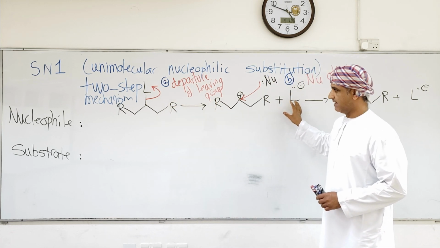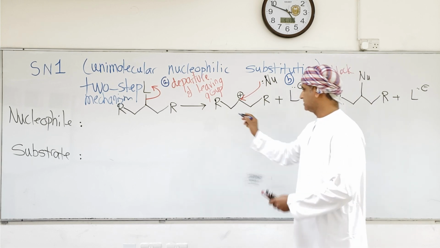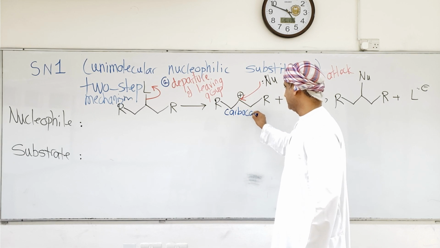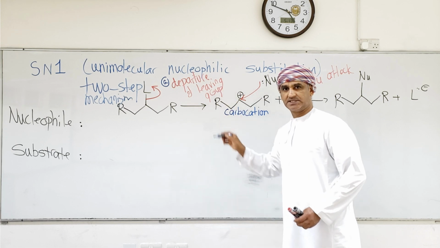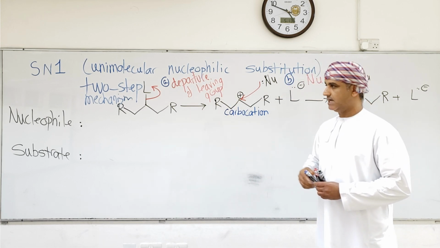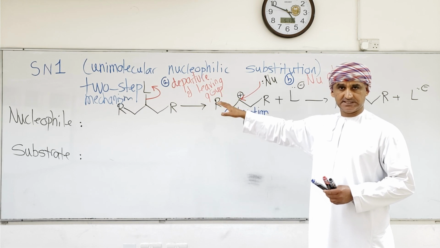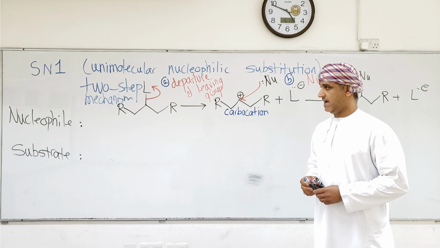A carbocation intermediate is formed. So this is the carbocation intermediate that we discussed a while ago. The bottom line here is that the two steps do not take place at the same time. The SN1 mechanism is a two-step mechanism type.